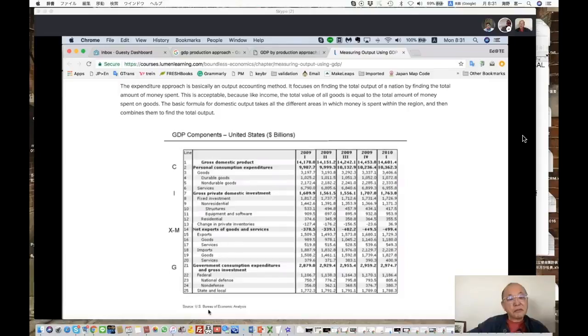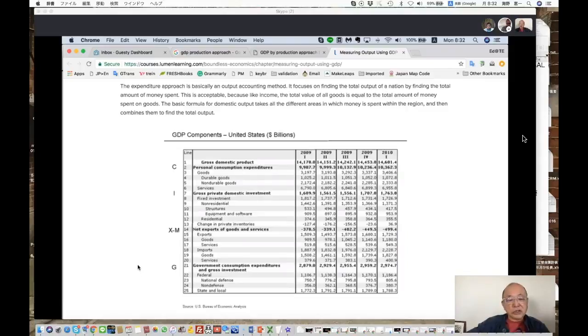And government is also basically a huge body that consumes, like national defense, non-defense, state and local. So they are also a big consuming body.